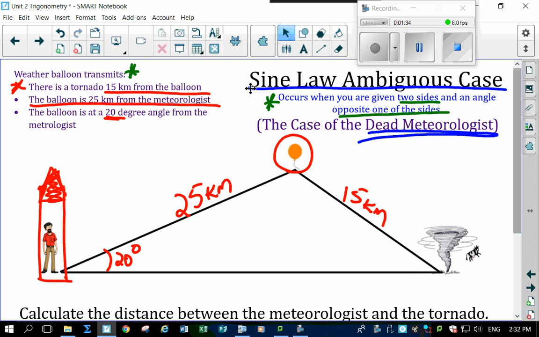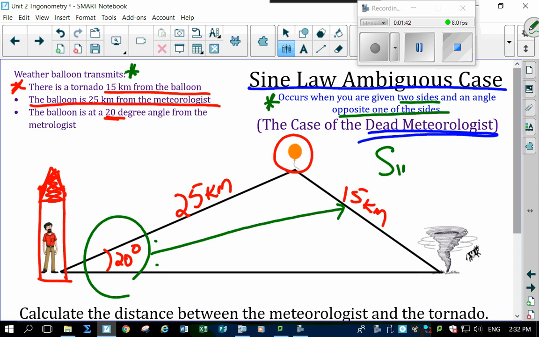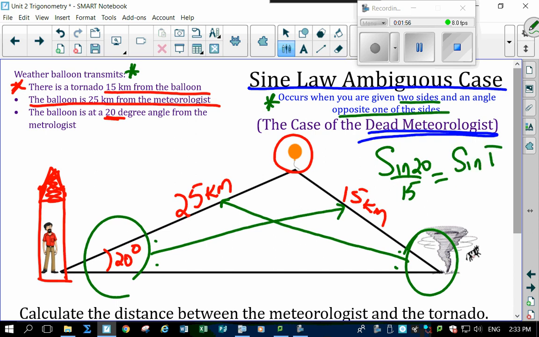Well, why? Because if you do the regular sine law here, this guy goes with that. So you've got the sine of 20 degrees goes with 15 equals, well, the tornado over here must go with this guy over here. Okay, so I can find that out. That's no problem. We'll call it the sine of the tornado must go with 25. We can find out the angle of the tornado, right? And if I find the angle of that tornado, we can actually figure out the distance between the meteorologist and the tornado.